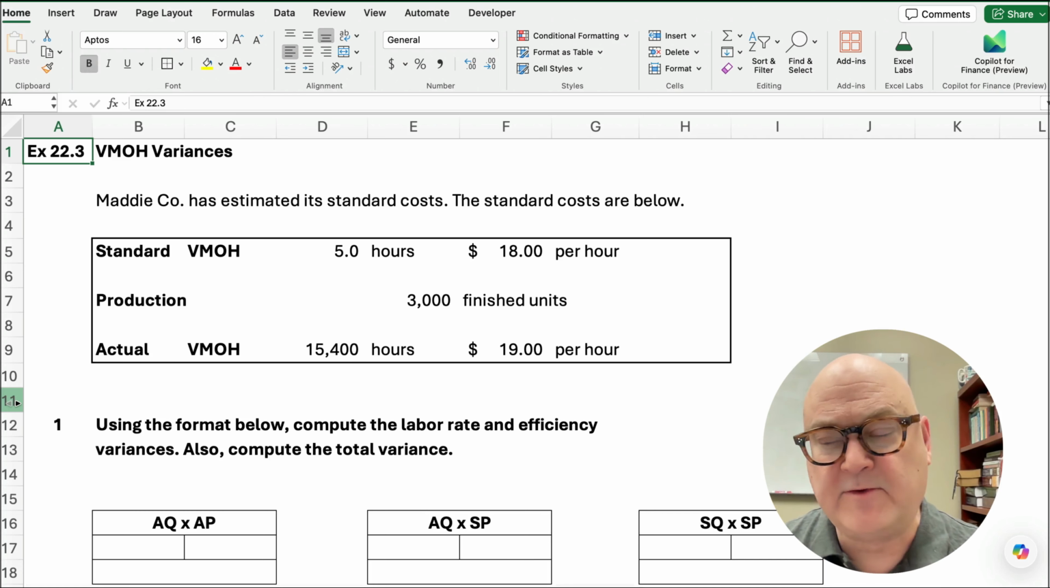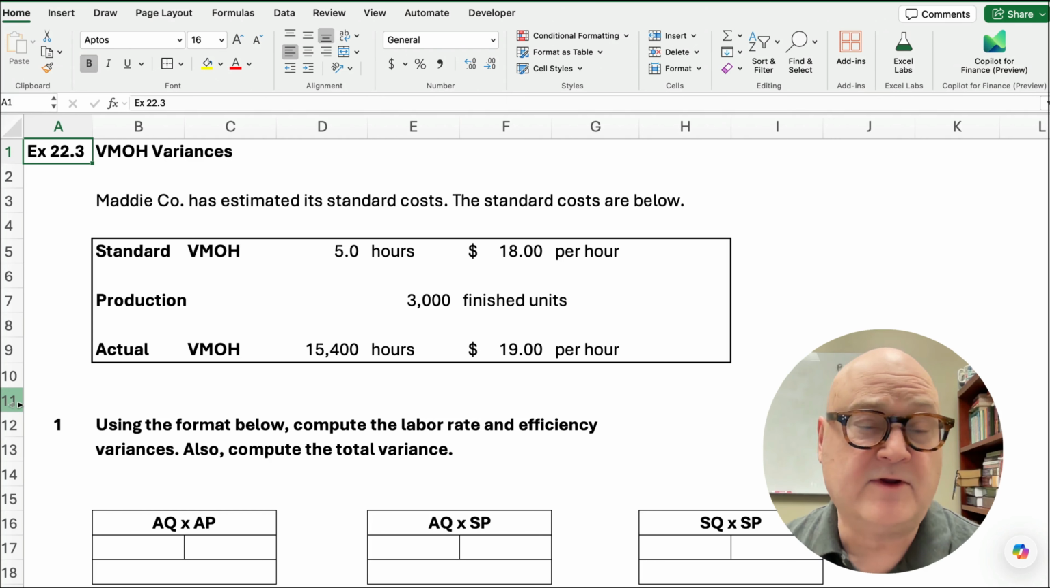So our previous problems were direct material variances and direct labor variances, and now we're to variable overhead variances. You remember overhead has a fixed component and a variable component. So this is the variable component. So let's look at the problem we have here.